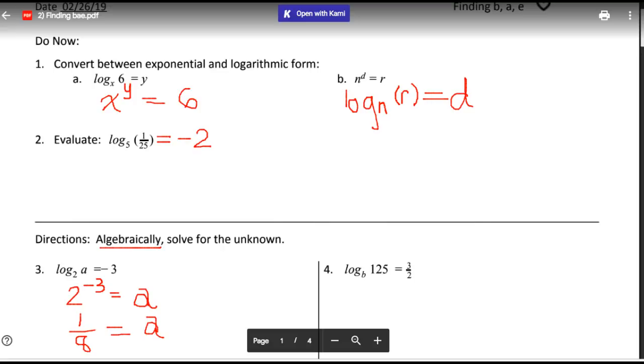Okay, at this point, you've tried number 4. You know the easiest way to do these is go into exponential form. So remember, it's log base b of 125 is equal to 3/2. So it's b to the 3/2 power is equal to 125.